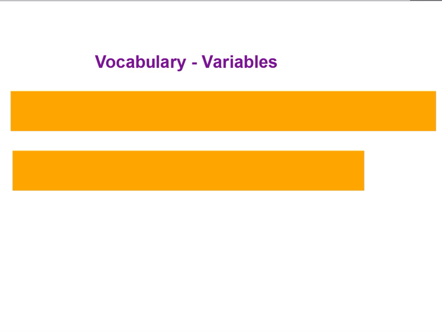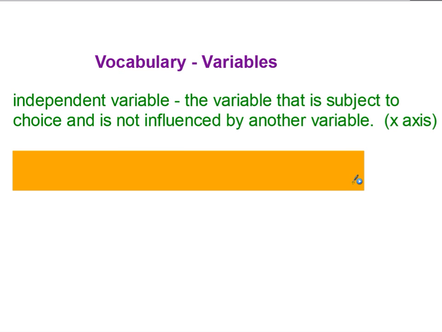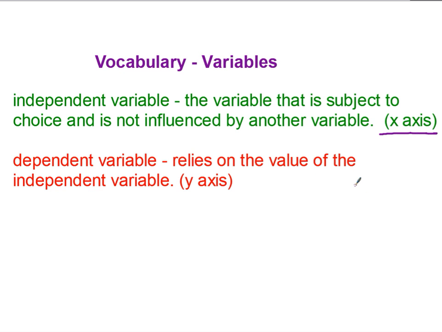I would like you to please pause this video and record our two definitions. The independent variable is the variable that is subject to choice and is not influenced by another variable. Once again, it is always going to appear on the x-axis. The dependent variable relies on the value of the independent variable, and it is always on the y-axis. Once again, please pause the video, record these definitions.